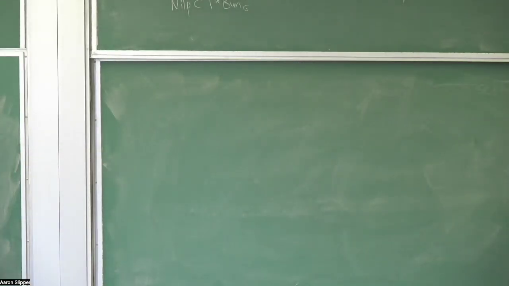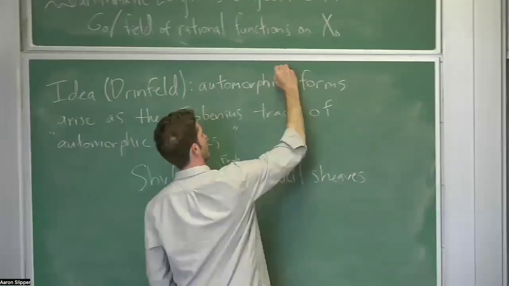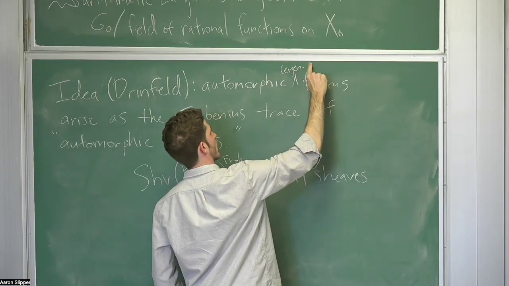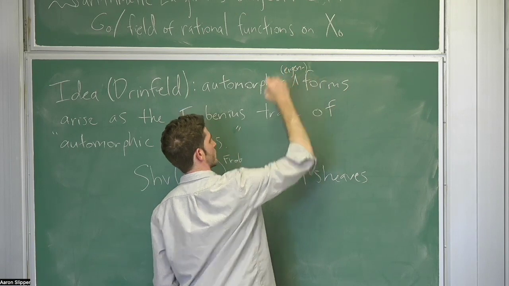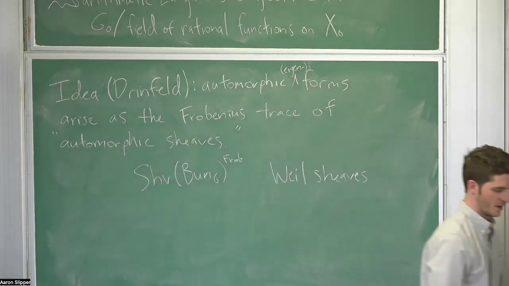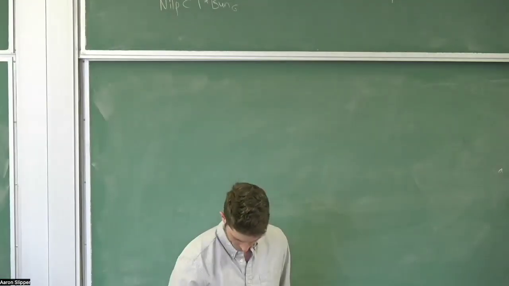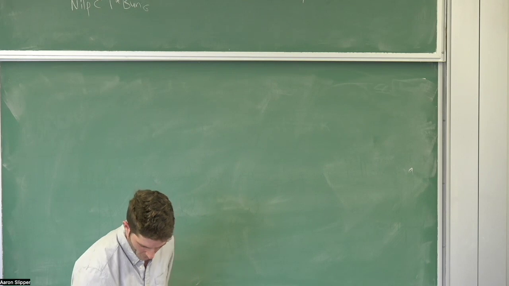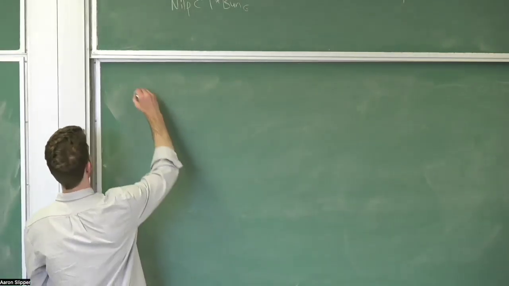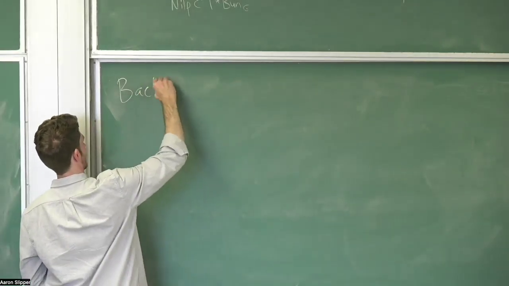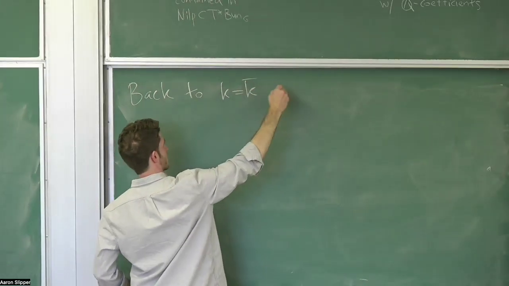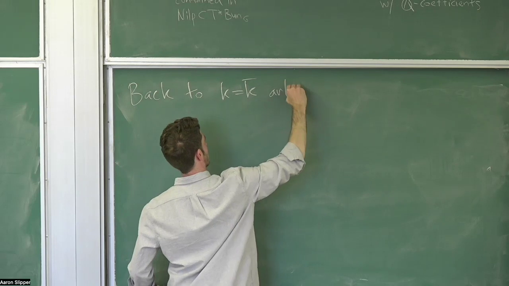Yeah, so maybe I should have said eigenforms here. Right, because that was the original formulation, it's just that you can match up eigenforms with local systems. So they should match up, they should come as trace of Frobenius of some kind of eigensheaves. Okay, so back to an arbitrary algebraically closed field.